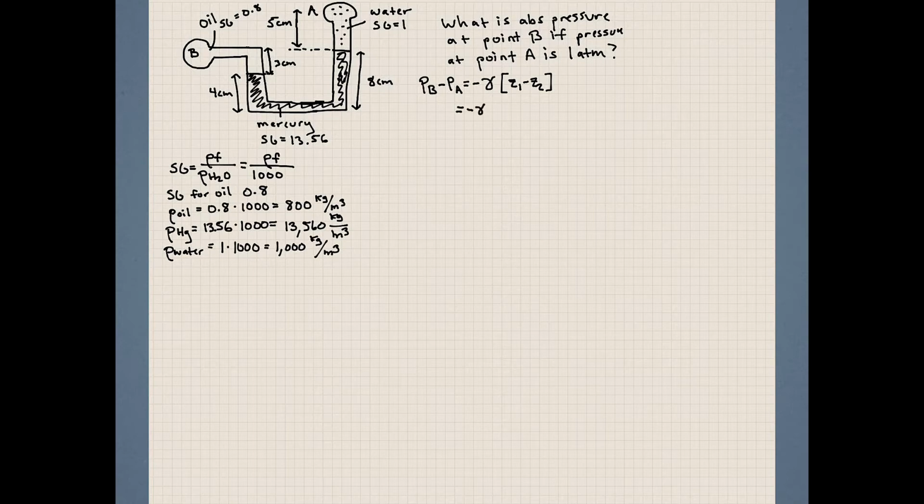The first fluid, as we traverse from the left, remember we're starting at point B, or pressure B, since I wrote that first in the equation. So this would be the gamma of the oil times the change in height between where we started, which is at the center of point B, to where we end, which is at the interface of the oil and the mercury. We started higher than where we ended up. Because we started higher, this value is going to be positive. So Z1, the first point we started at, is higher than the second point, so it's going to be positive. And I'm going to convert this to meters, so it's 3/100. Okay?